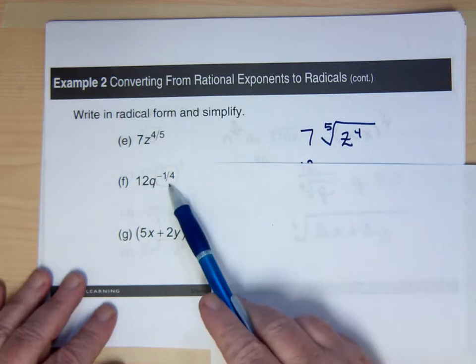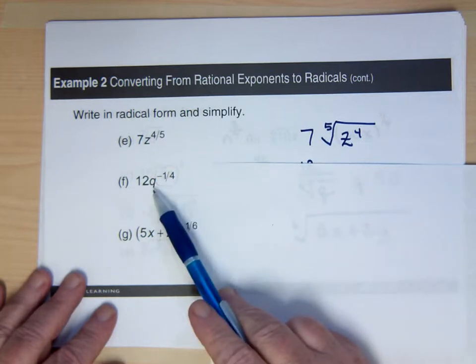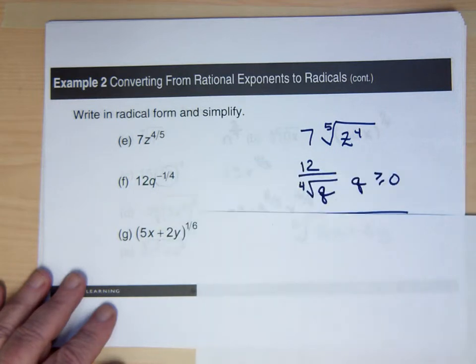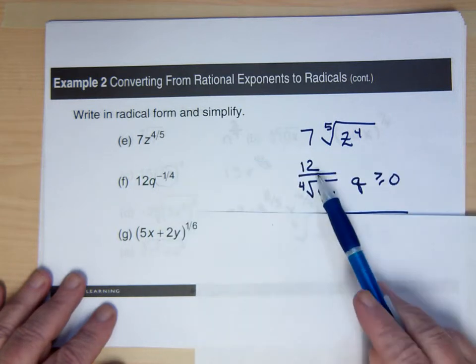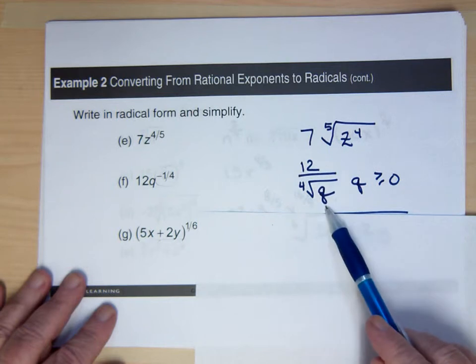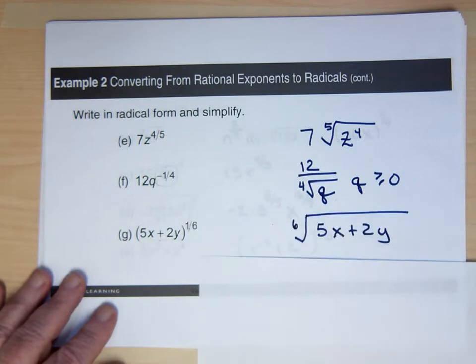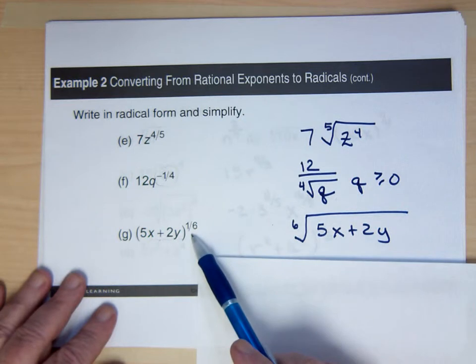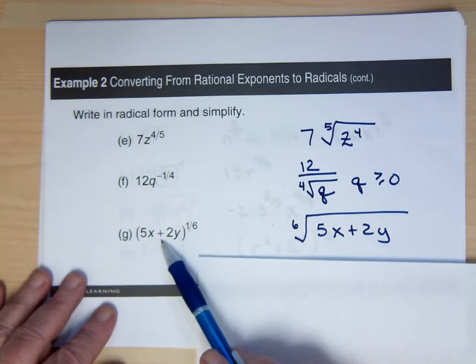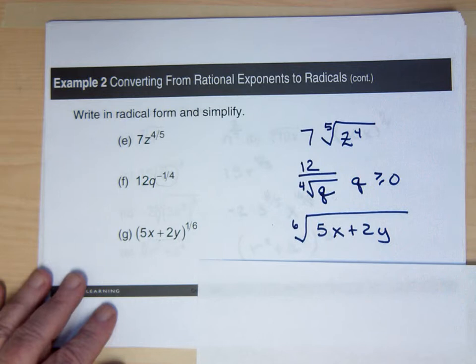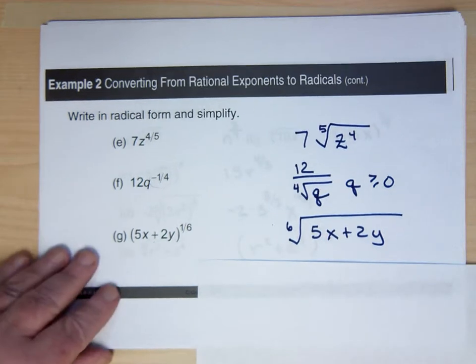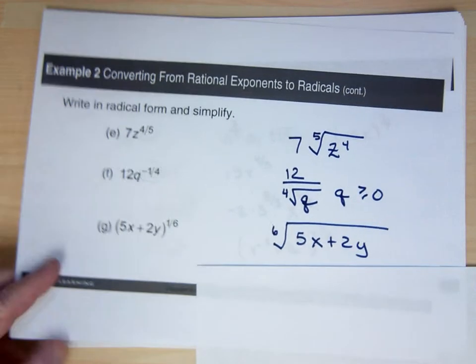If minus 1/4 is the exponent, then the base is q. The negative puts it in the denominator, and the 1/4 means I'm taking the 4th root of q. So this is going to be 12 over the 4th root of q. Since I'm taking an even root of q, we must insist that q be bigger than or equal to 0 to be real. And this expression is, when I'm taking the 6th root, note that that is a sum, not a product, so there's no simplification I can do, and I just write the 6th root of 5x plus 2y.